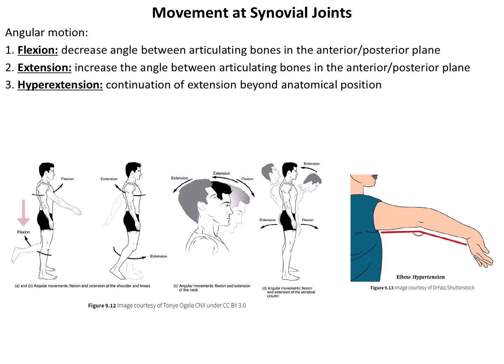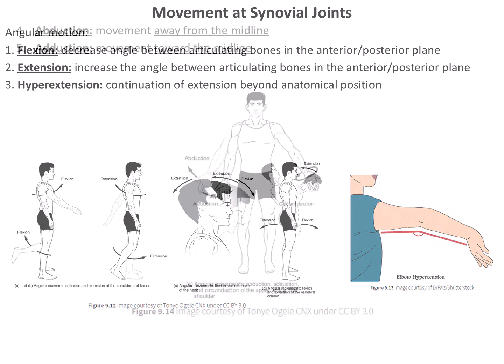If you kick your foot back, that's flexion, and if you bring your foot back to anatomical position, that is extension. With flexion, you are decreasing the angle between two bones at a joint. And when increasing the angle between the two bones, this is extension. Hyperextension is when you go beyond anatomical position.